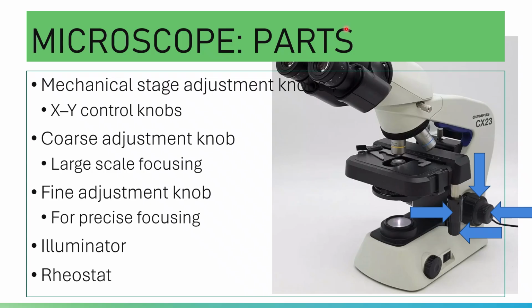And then you have your fine adjustment knob. Look at this, this is your fine adjustment knob. It is a smaller knob that is used for precise focusing, to provide a finer image, and is usually used for higher magnification objectives.